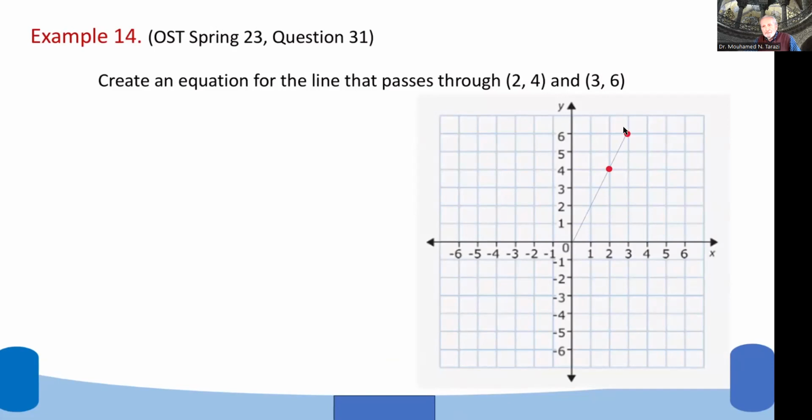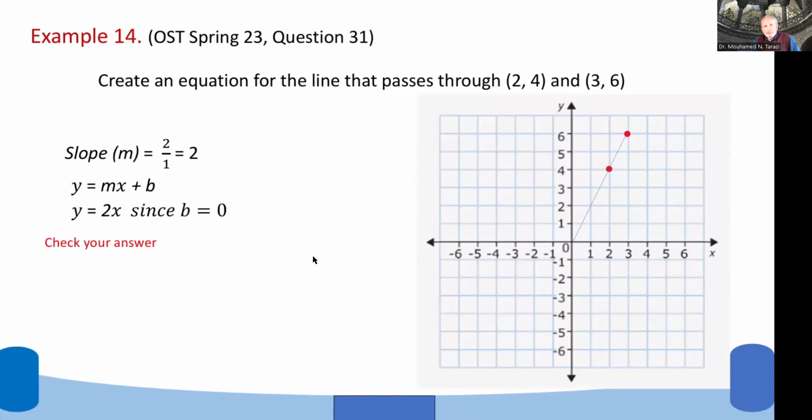Okay, so what is the slope of this? I know it's positive, it's going up. So that's 2 over 1. The slope is 2. And this is the equation of a line, y = mx + b. B, the y-intercept, is 0 here. Then your equation is y = 2x. And you're done. You got it right.